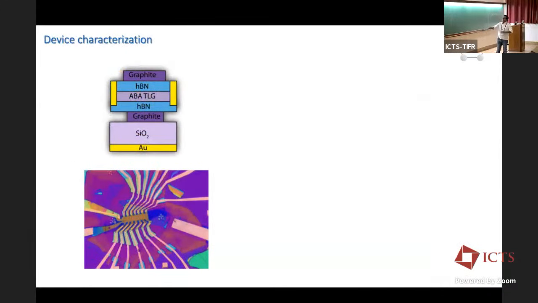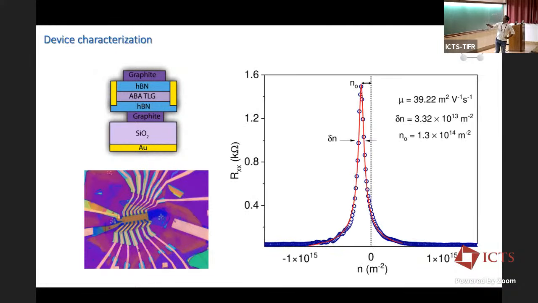So this is the device structure. We have a Bernal stack trilayer graphene encapsulated by hBN. We put graphite gates on both sides. This is the device structure. And this is the resistance versus number density. The mobility is around 40 meters square per volt second, quite good for these kinds of devices. The impurity levels are pretty low.